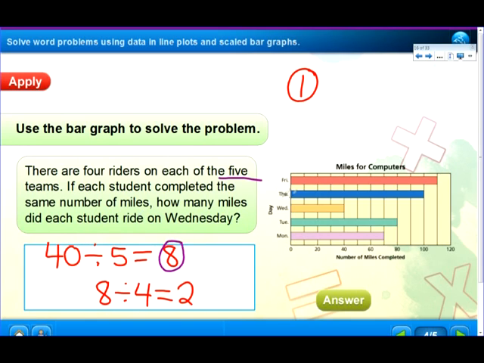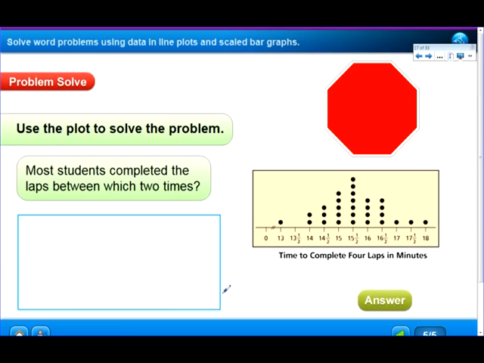8. Each team had 4 riders, so we take 8 divided by 4 equals 2. So let's check our answer. Our answer should be 2 miles. This is the line plot. Let's see if you can figure this one out. Okay, let's figure this one out.